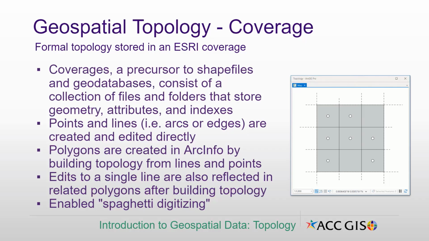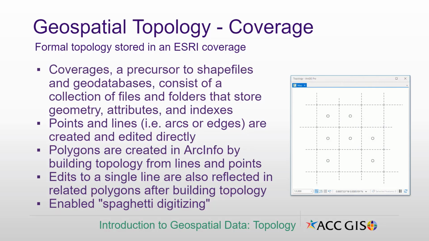Coverage topology is a formal topology stored in an ESRI coverage. And an ESRI coverage is the original vector model that was released with ArcInfo in the early 90s. In some ways, coverages were replaced by shapefiles, and shapefiles were replaced by geodatabase feature classes. Now, coverages are similar to a file geodatabase in that it's a collection of files and folders that store geometry, attributes, and indexes. The limitation on coverages is that it would only store points and lines, or what were referred to as arcs and edges, but it didn't store polygons. The polygons were actually created in ArcInfo by building topology from lines and points.